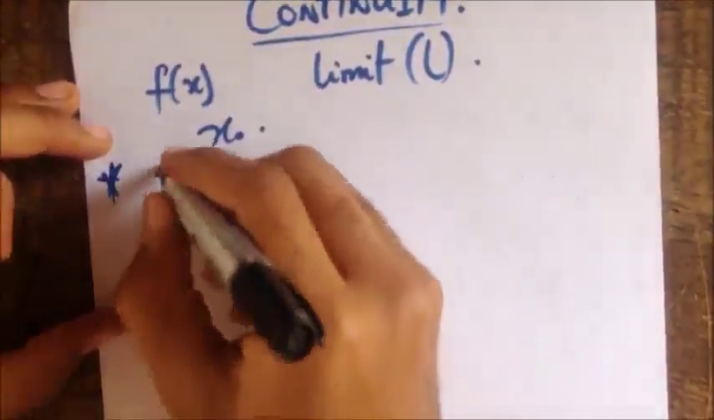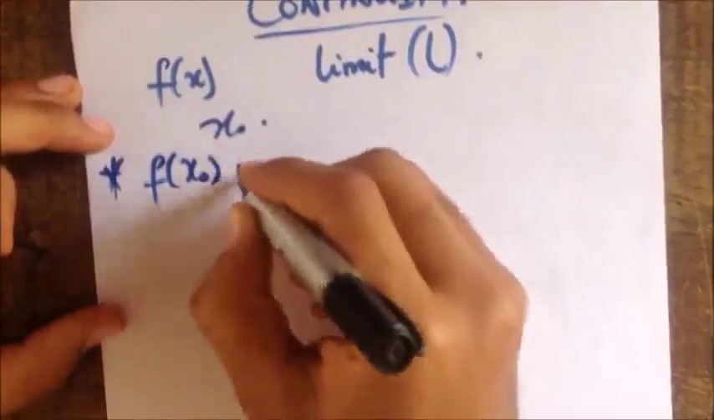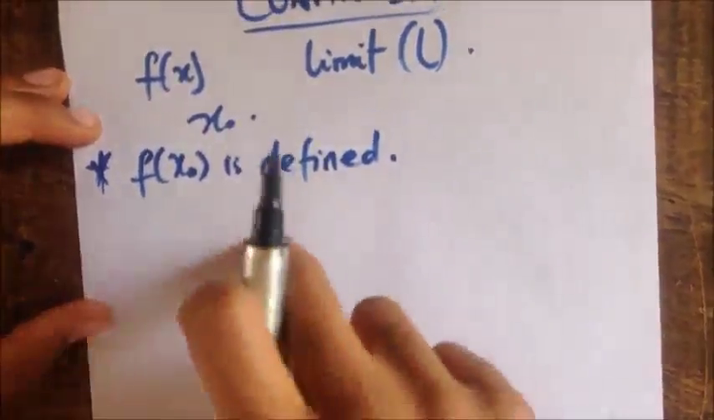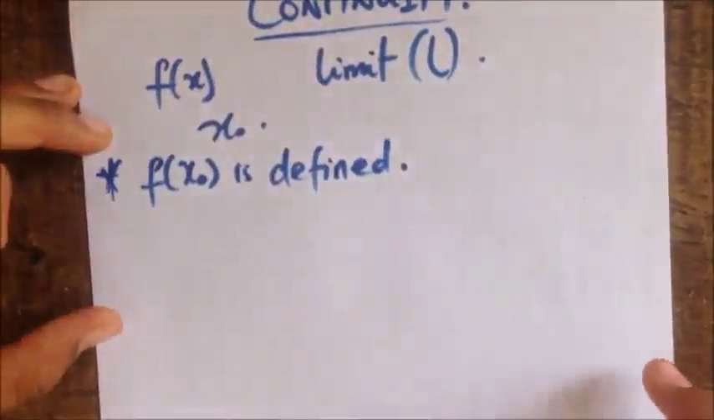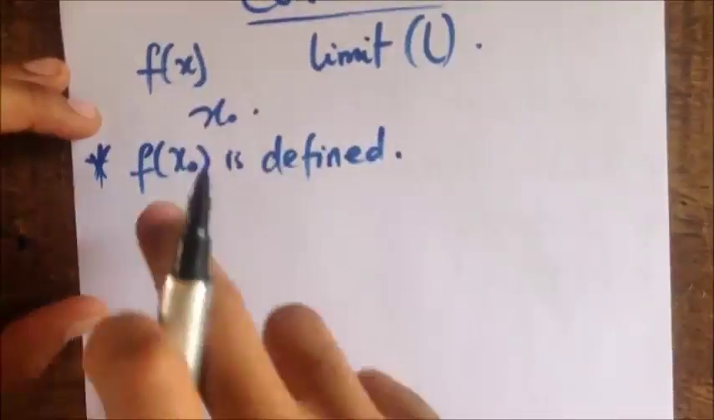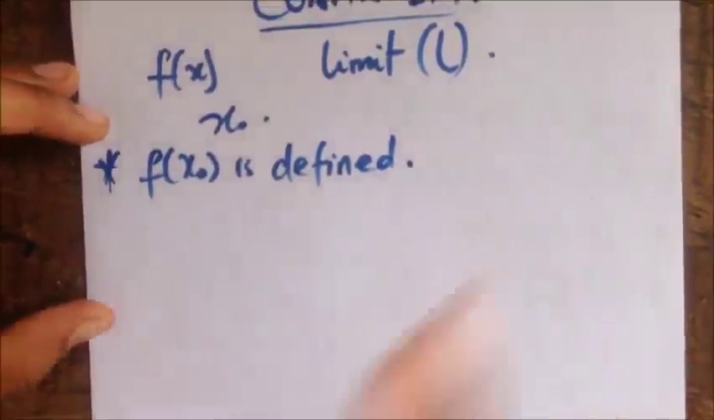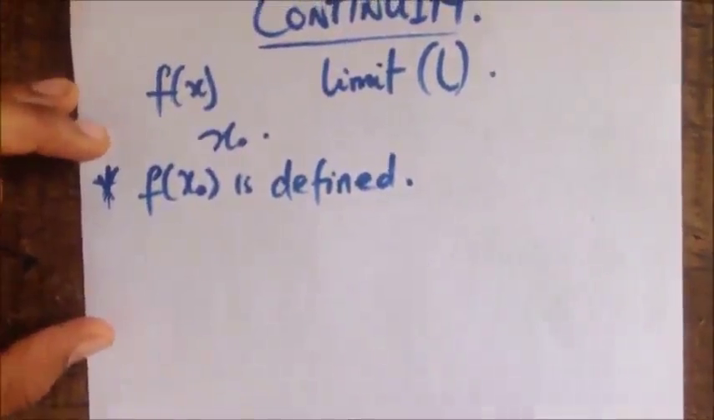The first being f of x0 is defined. It means if I substitute my x0 into f of x, the value I'm going to get is not an undefined value. I get a defined value. It might be 0, it might be negative, but I get a value for it.